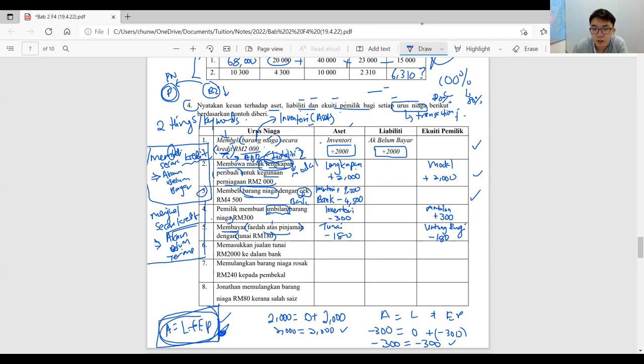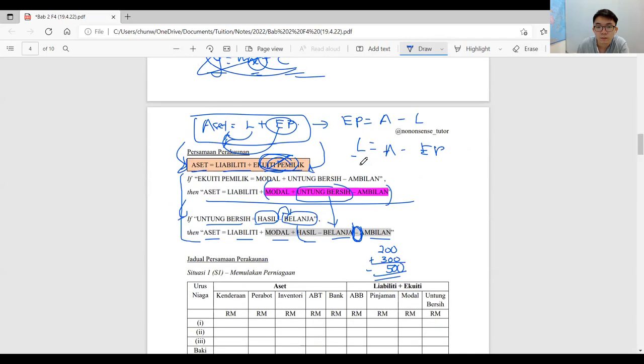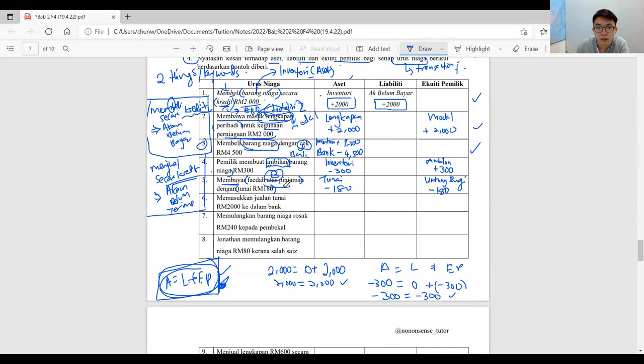Because this faedah atas pinjaman is actually a belanja. And how do we get this untung rugi? Untung rugi, untung bersih, or untung rugi equals to your hasil tolak belanja. Alright, so this is a belanja, faedah atas pinjaman. Therefore, if it is a belanja, then you have to minus 180 ringgit. Why no liability, sir? Because there's no liability so far lah. So when there is a liability, then I will show you. Right? So far it's like that. So tunai minus 180 ringgit, and then your untung rugi is minus 180. So when you put into this formula, you will see it is minus 180 equals to equity pemilik minus 180. So this is imbang.